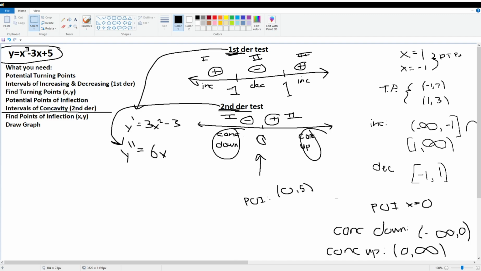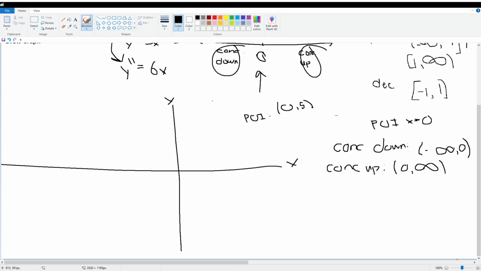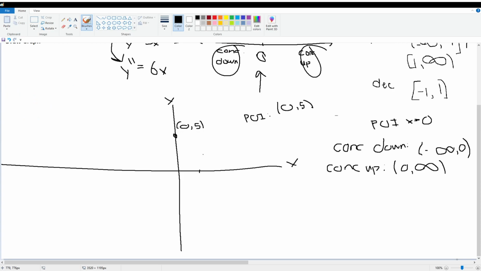And from here, we have all the information we need to actually graph this. So I'm just going to scroll down to give myself a little more room. And I'm just going to put down all of the major points we have. Make sure to label your axes. So our point of inflection is 0, 5. That's a valuable point to put down. And then our turning points, -1, 7, and 1, 3. So 1, 3, and -1, 7.